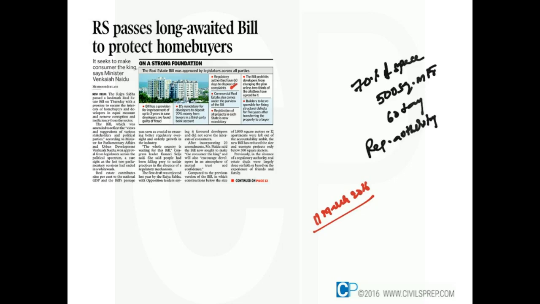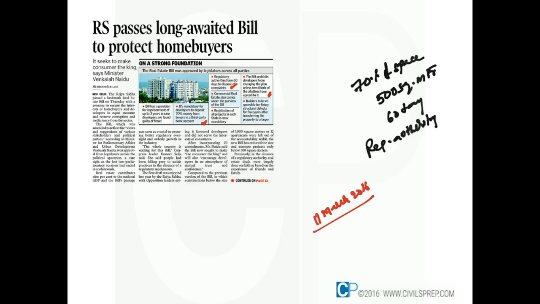Now, 70% of the money paid by the customers has to be kept in a separate account and used only for construction purposes. In case of any change necessary in the construction plan, 2/3 of the users, the allottees, shall agree to that particular plan. Now, any structural defects that exist are the responsibility of the builder for 5 years after sale of the property.